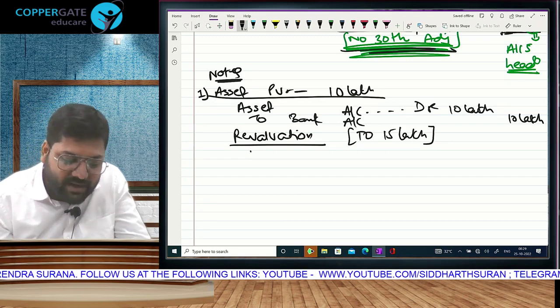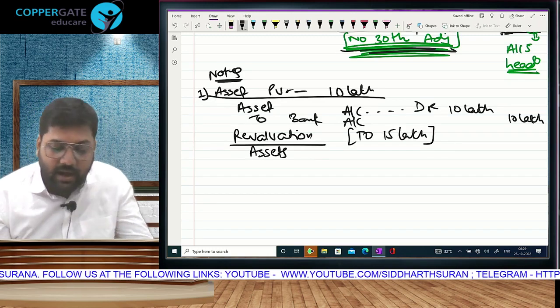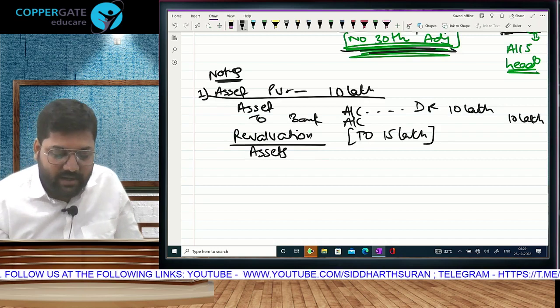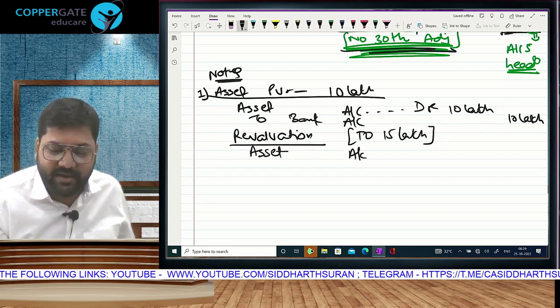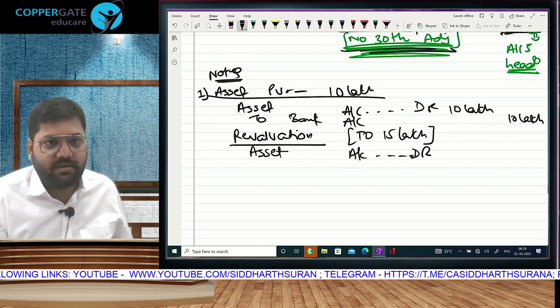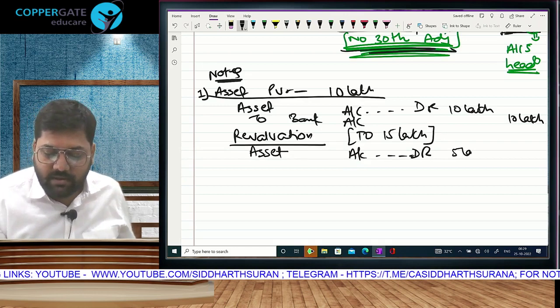So if we have to make our asset account higher than what it is, I hope you understand that asset account is a debit balance. So for increasing it, we have to further debit the asset account. You understand this much accounting? तो एसेट अकाउंट डेबिट 5 लाख.